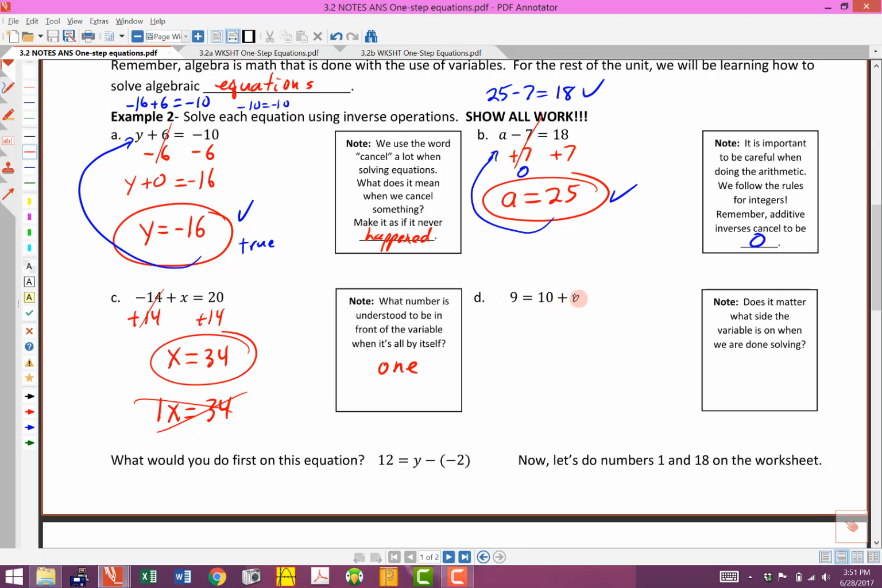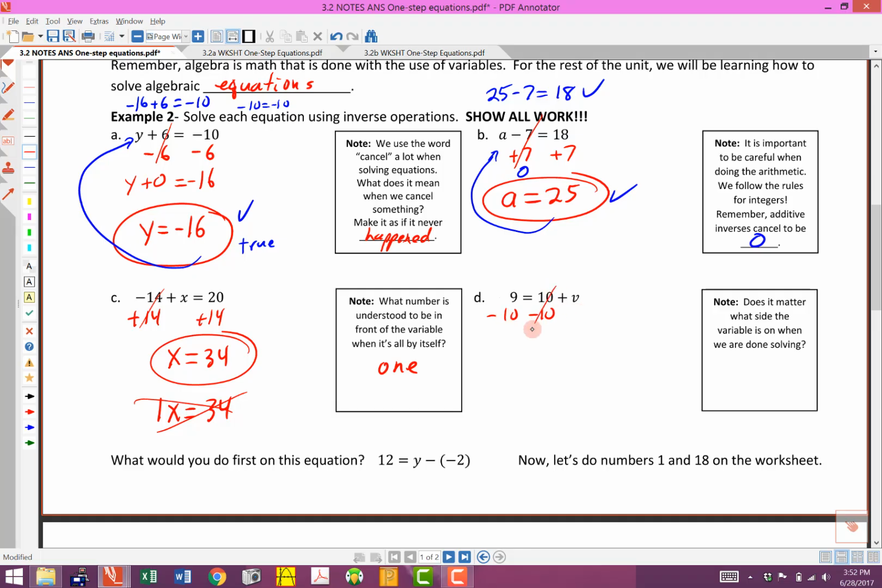And we want to get the variable by itself, so that means we want to get rid of this 10. Now you'll notice that there's nothing sitting in front here, so that's assumed to be a positive 10. So how are we going to undo a positive 10 or undo adding 10? Well, the way we're going to cancel that out is we are going to subtract 10. So if we subtract 10 from this side, we're going to subtract 10 from this side.